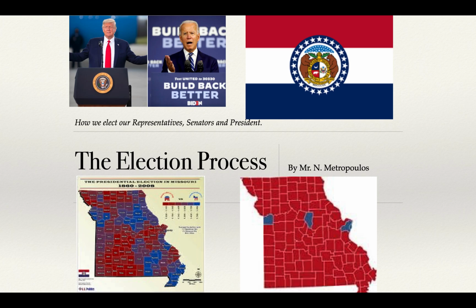How do we select our representatives? How do we select our senators? And how do we choose our president? We have a presidential system, not a parliamentary system, where the parliament would choose the prime minister of the executive branch. So in our system, we actually choose our president. It's a separate branch that we elect as the people every 4 years.